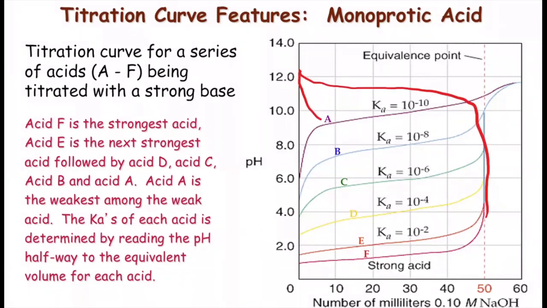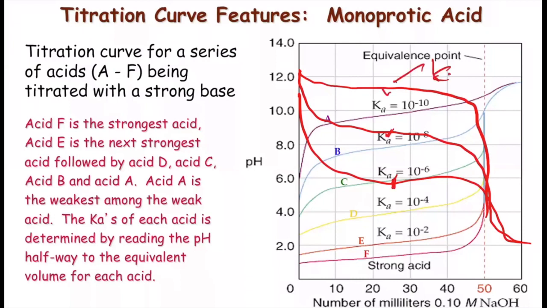Depending on how weak your base is, it will drop and it will do that. And then halfway, you can read the Kb. If you had an inverted curve, then the analyte would be a base and you're adding acid to it, because as you progress in the volume, the pH drops, which means that the hydronium ion concentration gets higher.